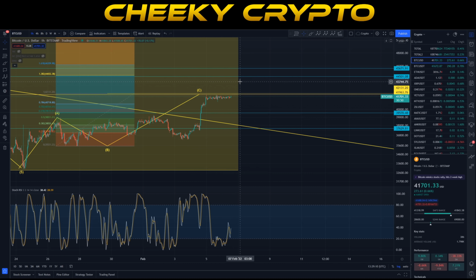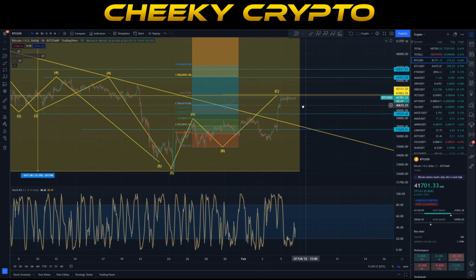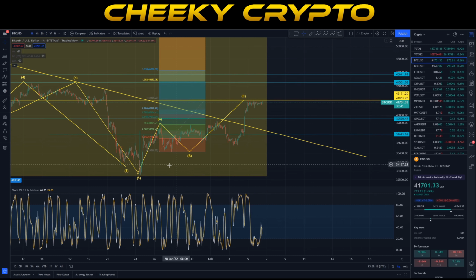There is another little step to the upside. After that, though, I do anticipate a pullback. And again, we can count this in numerous different ways.